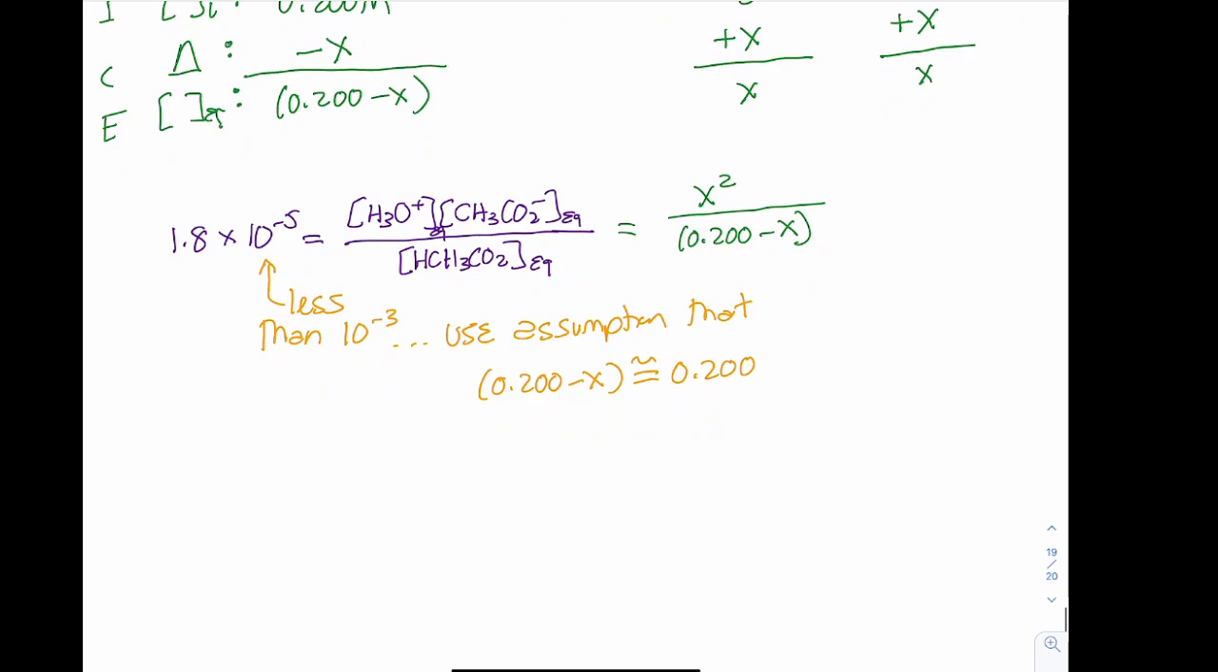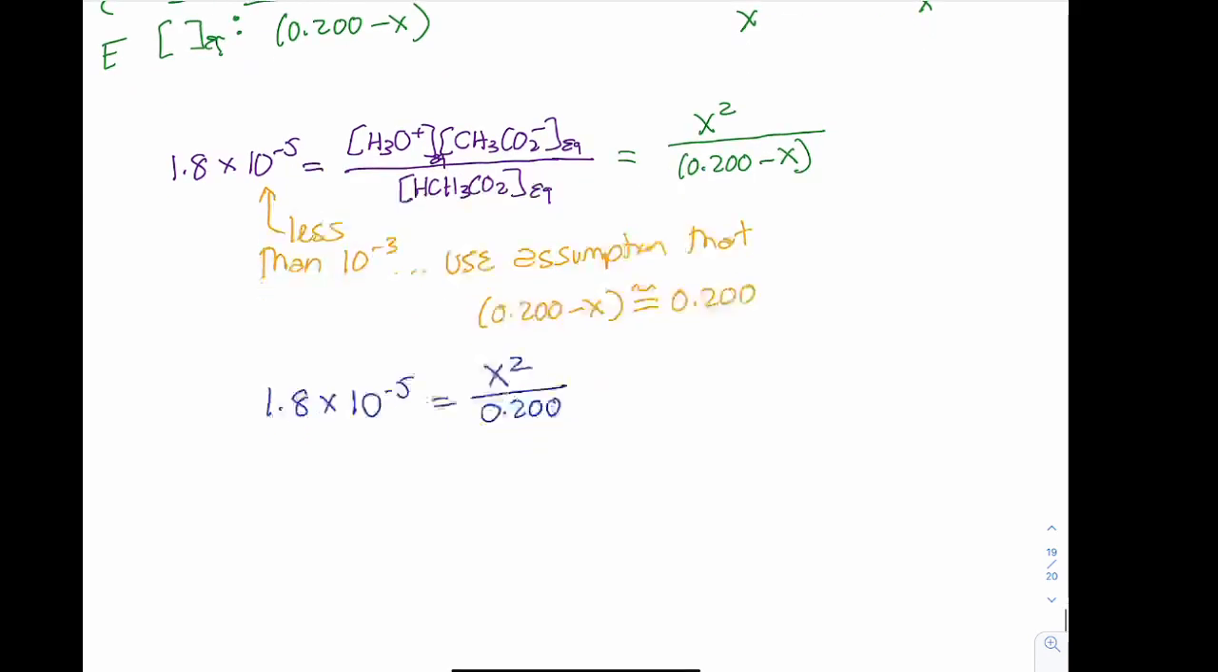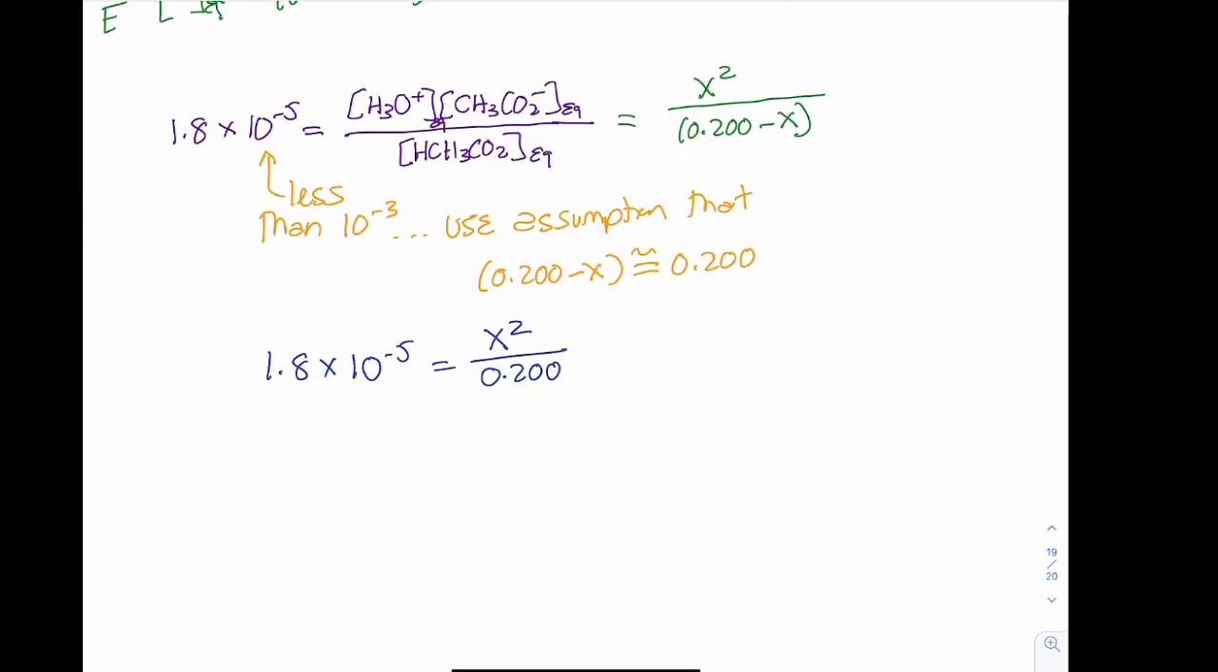So I'm going to rewrite this one more time. 1.8 times 10 to the negative fifth is going to equal X squared over 0.200. And now we're going to solve for X. I'm going to grab my calculator. Please do the same. And I get that X comes out to be 0.00, we'll round here, 189. I'm just going to write down some numbers, 73.